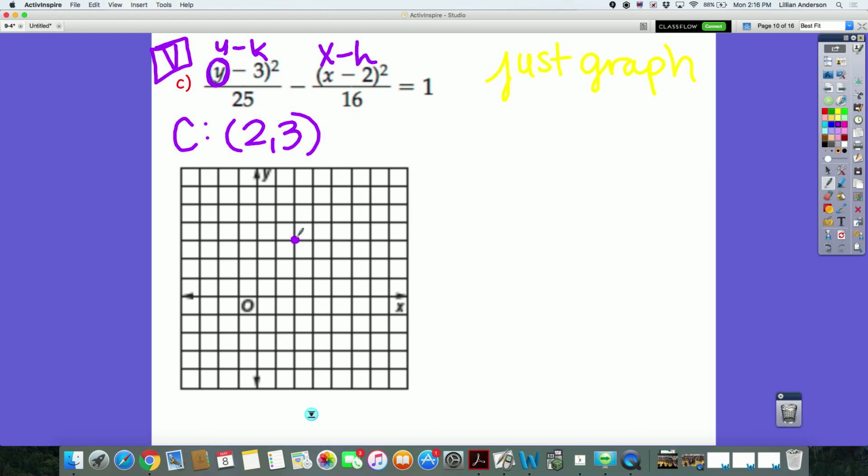Let's figure out our box. Our box is associated with the values of a and b. a squared is equal to 25, so a is 5. b squared is equal to 16, so b is 4. Since it's vertical, that means our transverse axis is going to be vertical as well. So from our center, we'll go up 5, and we'll go down 5. And then we'll go 4 to the left and 4 to the right.